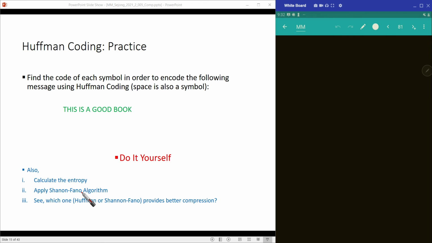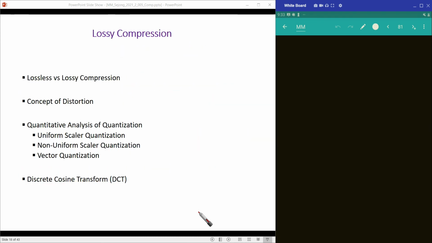Now we will move to lossy compression techniques in the next part. And this is one example that you can do yourself, you can practice. For example, let's say this is one message: this is a good book, and space is also a symbol. You can calculate the entropy, you can apply the Shannon-Fano algorithm, and you can also apply Huffman coding, and see which one provides better compression. This is for yourself. Okay, so now let's move to the next part, lossy compression.